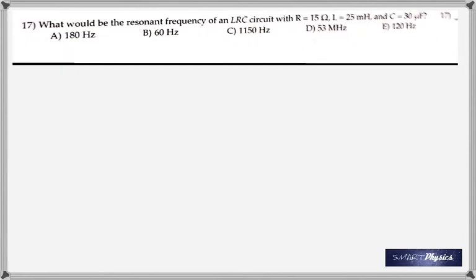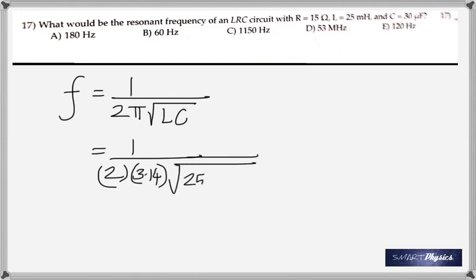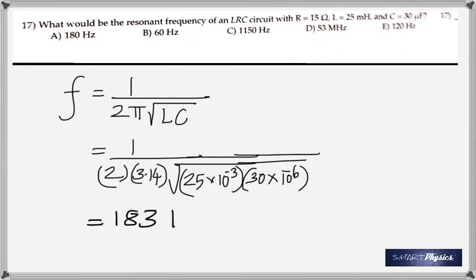Brings us to the last one. What would be the resonant frequency of an LRC circuit with resistance, inductance and capacitance given? Resonant frequency does not depend on the value of the resistance. It's given by the formula 1 by 2 pi square root L times C. And that is in millihenry, so 25 times 10 to the negative 3. Capacitance is microfarad, 30 times 10 to the negative 6, and you get 183 hertz as the frequency.